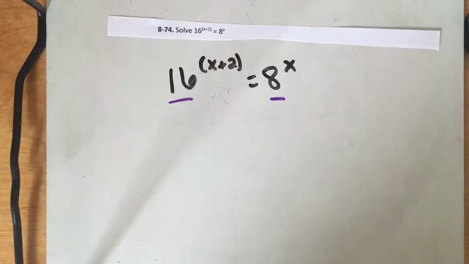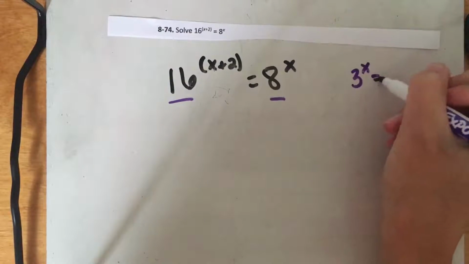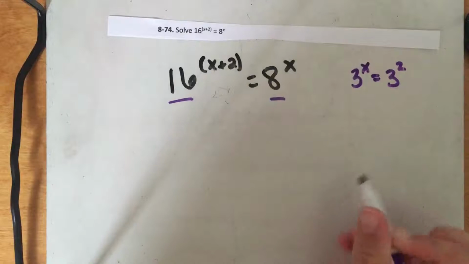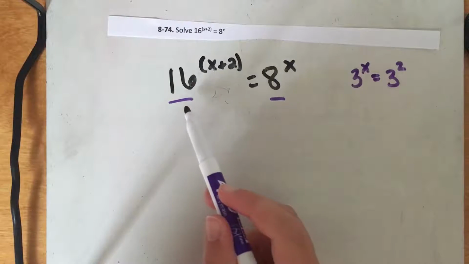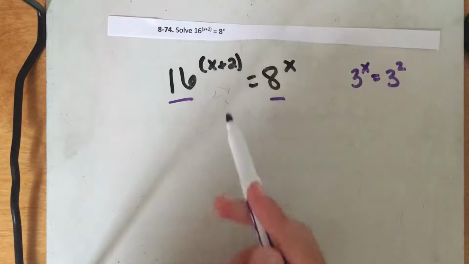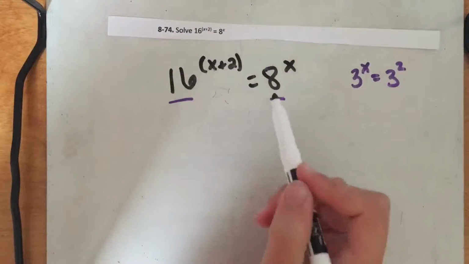If you remember that, for example, if 3 to the x equals 3 squared, well, obviously x has to be 2 if these are supposed to be equal. So we want to get the 16 and the 8 to be the same number, and then we won't have to worry about those anymore. We can just focus on the exponents. So we're going to try to make 16 and 8 be the same base.